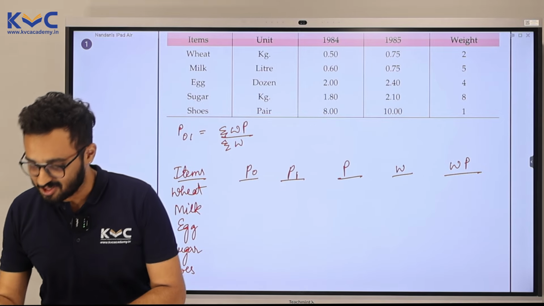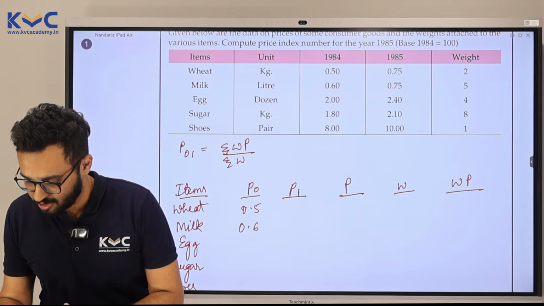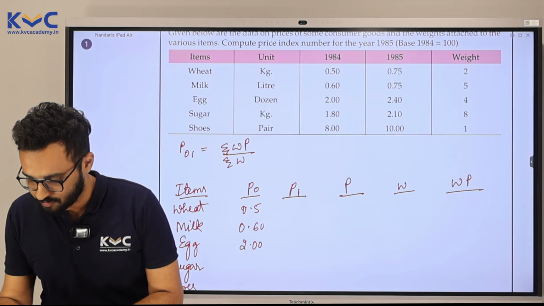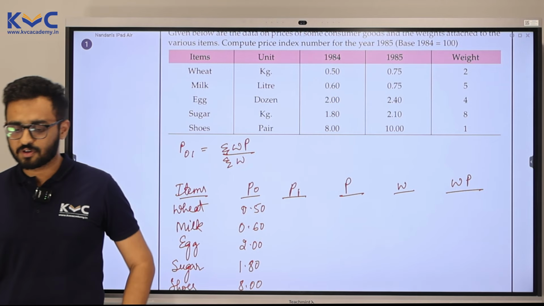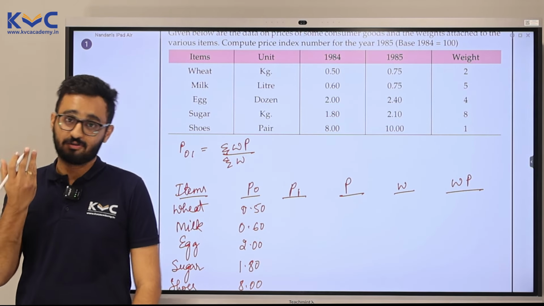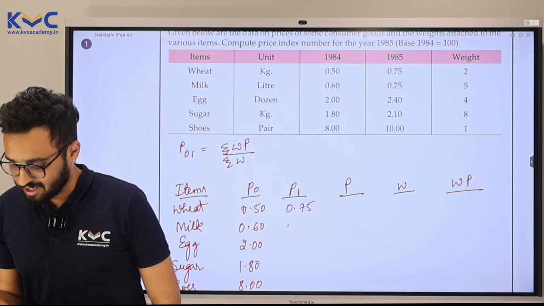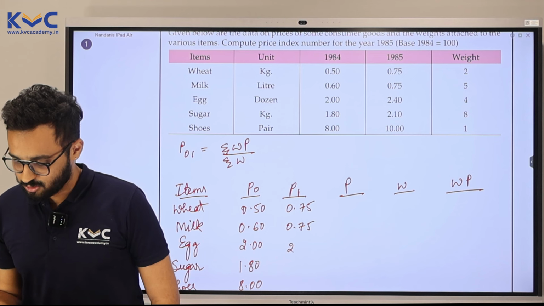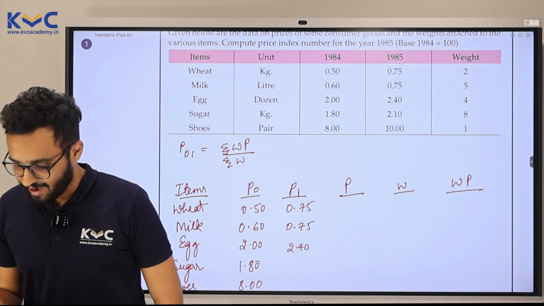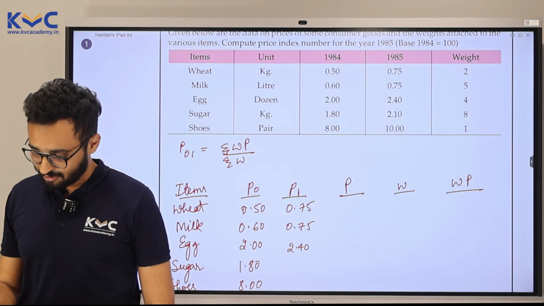So P0 is 0.5, 0.6, 2.00, 1.80 and 8.00. Where will you get shoes for 8 rupees? Guys, this is of 1984. We never know, we were not born, right? Let's not comment on that. So 0.75, 0.75, 2.4. Eggs cost 2 rupees, it seems. Shoes only 8 rupees. What kind of values are these?